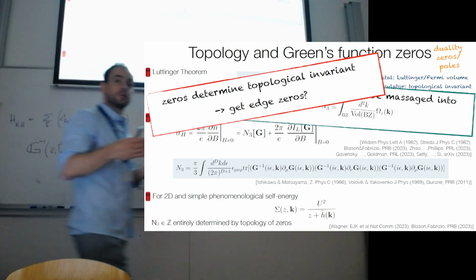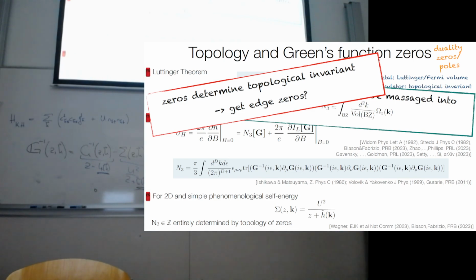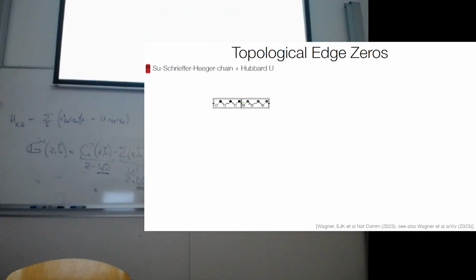Does this imply that by bulk-boundary correspondence you get zeros at the edge? So instead of having an excitation at the edge, you could have a zero of the Green's function. So instead of having a pole at the edge, you have a zero at the edge. So to illustrate this, here we have this Su-Schrieffer-Heeger chain plus Hubbard U. This is a one-dimensional model with alternating hopping strength. So you hop from site 1 to site 2 with T, and then from 2 to 3 with T prime, and then from 3 to 4 again with T, etc.